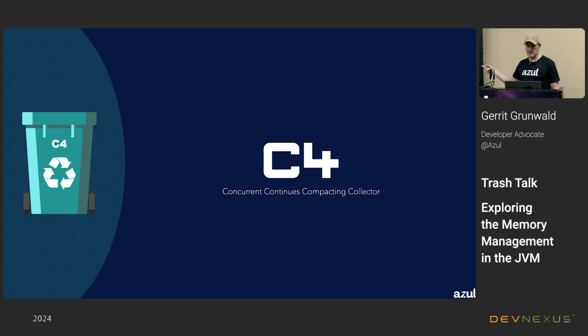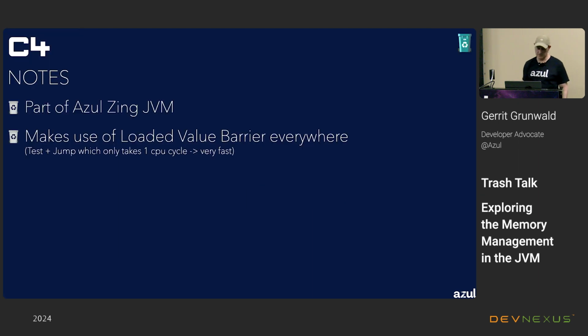We have this collector, and the ZGC is more or less this collector. It's more or less the same. It uses exactly the same algorithm in the non-generational. The generational uses a little bit different approach. But in principle, they are just the same thing. This is part of the Azure Zing JVM. It makes use of the so-called loaded value barrier, which is a read barrier. We use that everywhere. And that's the difference here, because in the generational ZGC, they also have a write barrier that they use for specific stuff. So that's the only difference here.